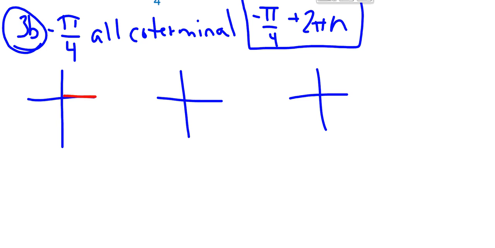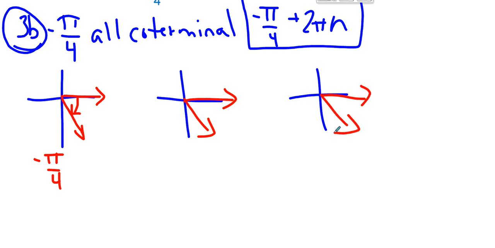And so the negative pi over 4, initial side is the positive x-axis. It's going to go down like that. I'll put my little arrow there. And so this is our original negative pi over 4. So now I know where the initial and terminal sides are going to be as we look at that. And then to get a positive value, I'm going to take my negative pi over 4 plus 2 pi times 1.